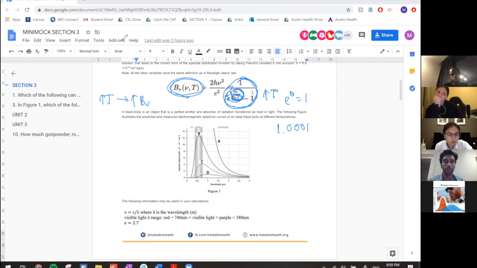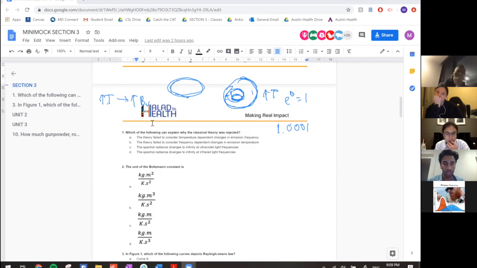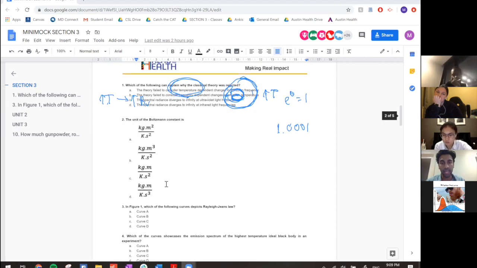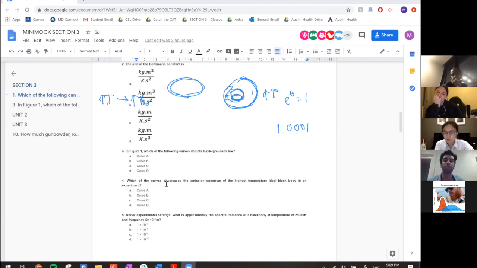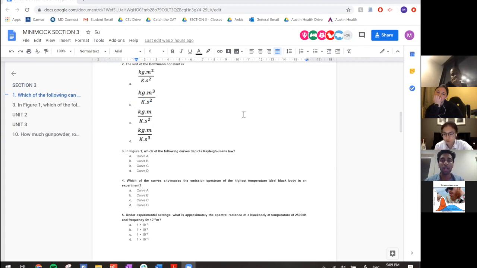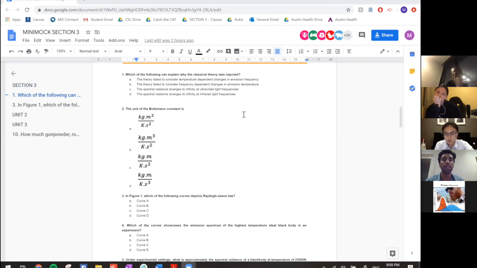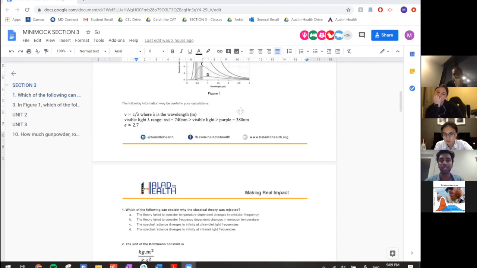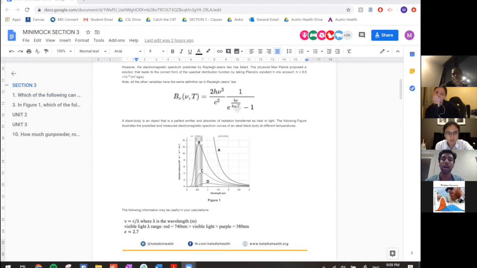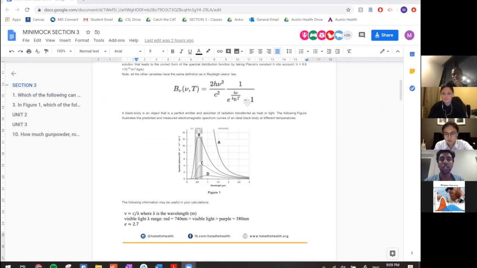So I scroll down again. And it's saying which of the curves showcases the emission spectrum of the highest temperature ideal blackbody in an experiment. Well, if it's the highest temperature, this all makes sense because the higher the temperature, that's what we've been testing with this formula, because I've substituted T as a very high number. So with that in mind, if we know that an increase in temperature increases the spectral radiance, looking at these graphs, we can notice that the highest peak can be observed with graph B.